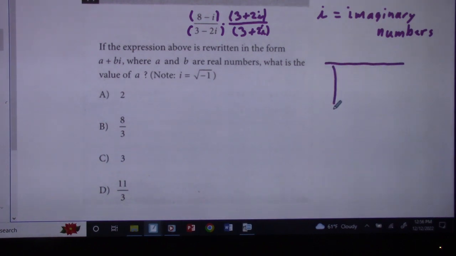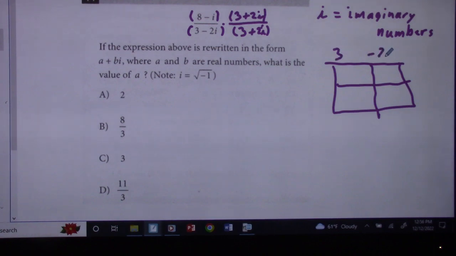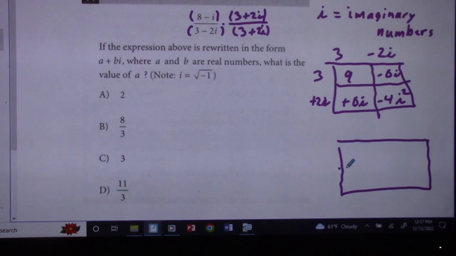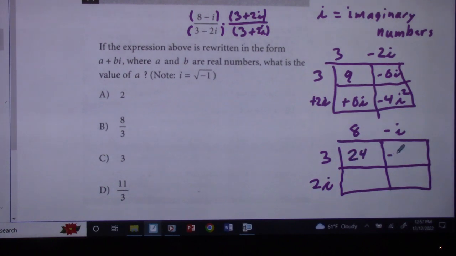When you multiply the denominator together, you get 3 minus 2i times 3 plus 2i. So you get 9 minus 6i plus 6i, and then finally minus 4i squared. Similarly, you take the numerator and multiply it out, which is 8 minus i times 3 plus 2i. So here you get 24 minus 3i plus 16i, and then minus 2i squared.